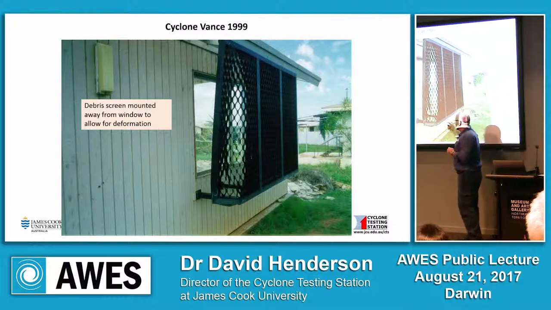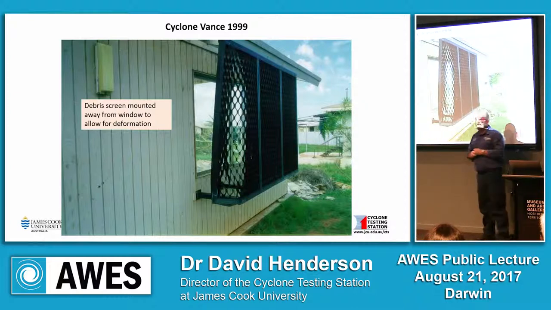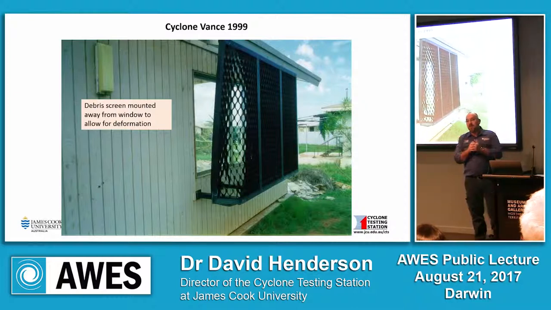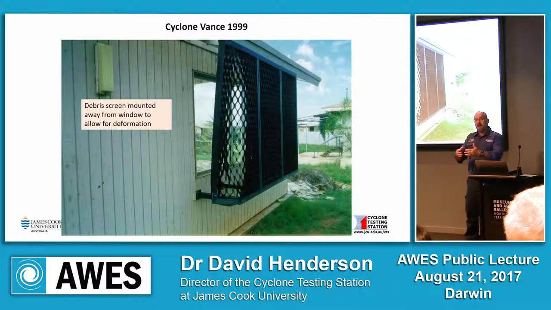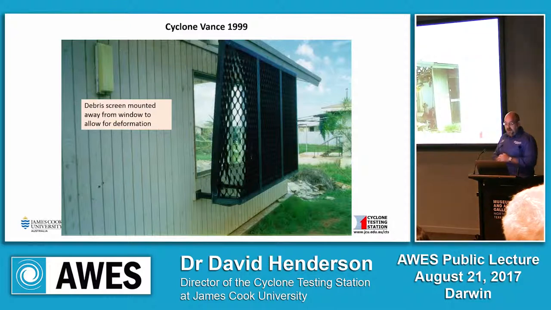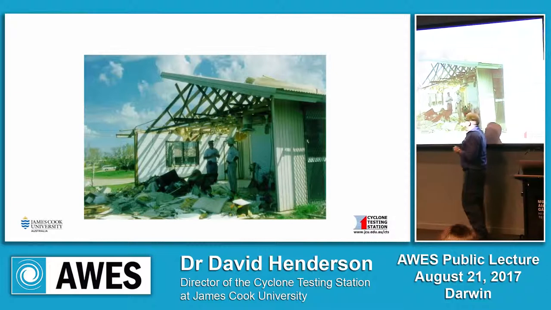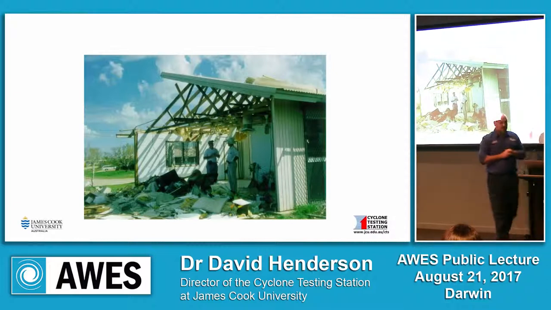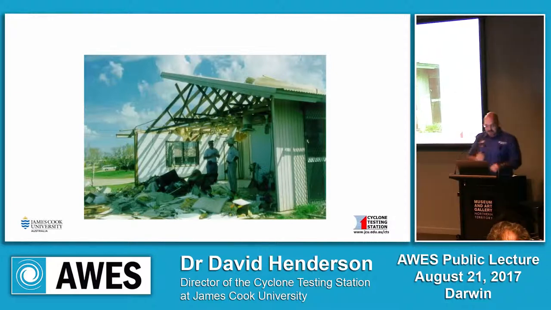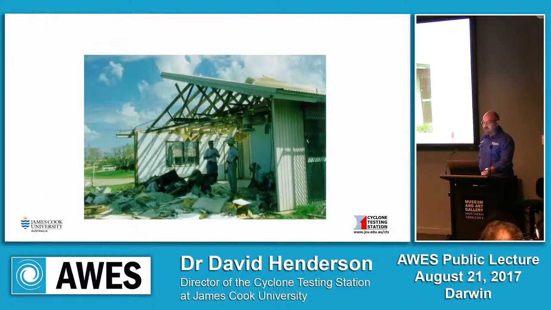This is a really good one from Exmouth. It's built away from the structure, so when it gets impacted, it can deform and doesn't break the glass behind it. So it's an excellent type of debris screen. Trouble was the front door blew in. Front door blew in, end wall and windward edge came off of this kid house in Exmouth, the Cyclone Vans.